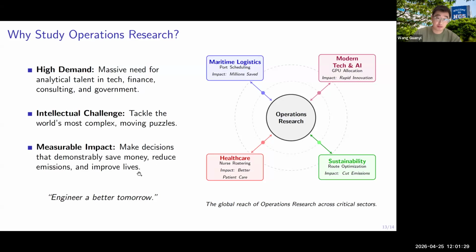Lastly, we have measurable impact, because our task is always trying to maximize the profit, minimize the waiting time, or minimize the cost. So we can see that once we make the best decision, how much we could improve compared with the heuristic or experience-based decision. That's what I would like to talk about today. Operations research is engineered to make a better tomorrow.